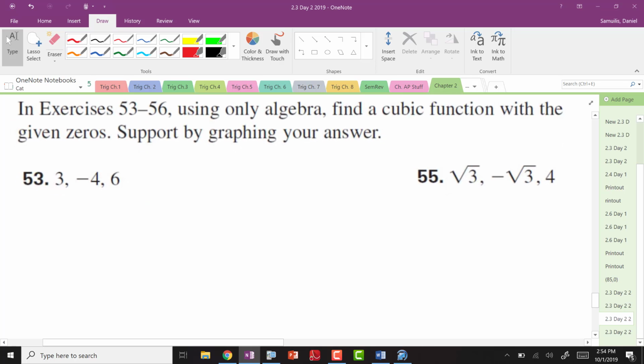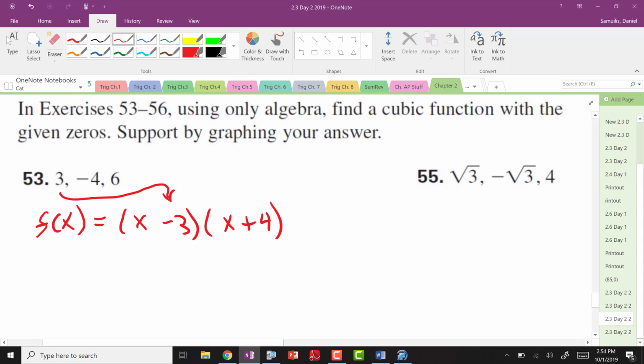The last one is, and I guess I'll do this as maybe you walk out the door, they give you the zeros. Now they want the polynomial. Zeros turn into factors. What's the factor for 3 being a zero? X minus 3, and then what? X plus 4, and then what? X minus 6. I'll multiply that one later.